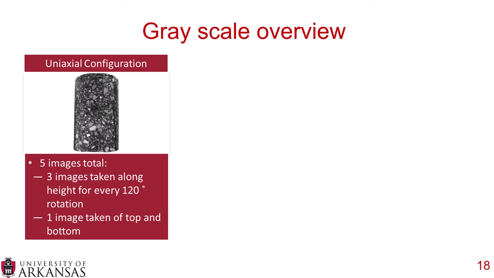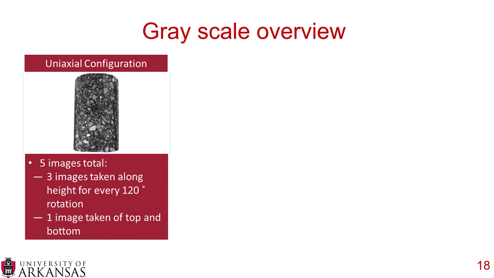So how did we get these images for the grayscale analysis? Well, for the uniaxial configuration, we had 5 total images. What we did is we faced the sample toward us, took an image, rotated 120 degrees, took an image, and then rotated 120 degrees and took a third image. So there are 3 images taken of the sides of the sample, which essentially means the entire sample was captured twice through these 3 images. We also took an image on the top and the bottom of the sample.